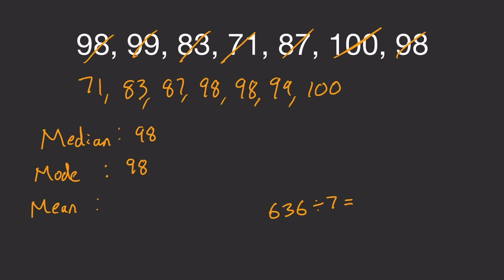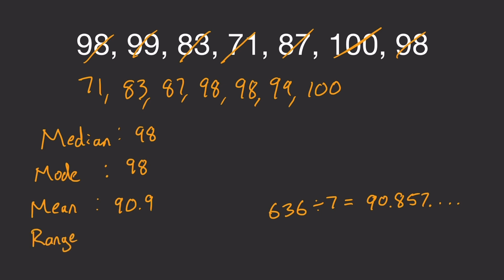When I divide it by 7, I get 90.857, and then the decimal keeps on going. I'm going to go ahead and round this to the tenths place, so it's going to be 90.9. And last but not least, I'm going to find that range.